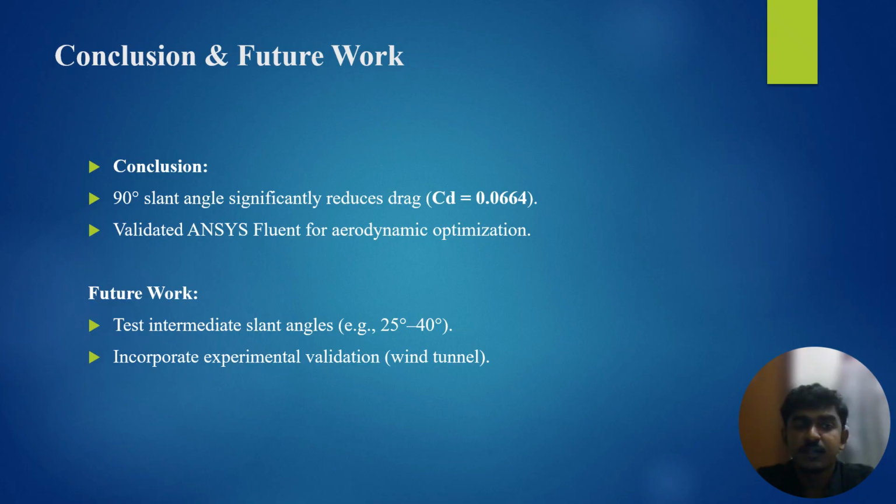Conclusion and future work. Conclusion: the 90 degree slant angle significantly reduces drag, CD equals 0.064. It validated ANSYS Fluent for aerodynamic optimization. For future work, test intermediate slant angles, for example 25 to 40 degrees, and incorporate experimental validation in a wind tunnel.